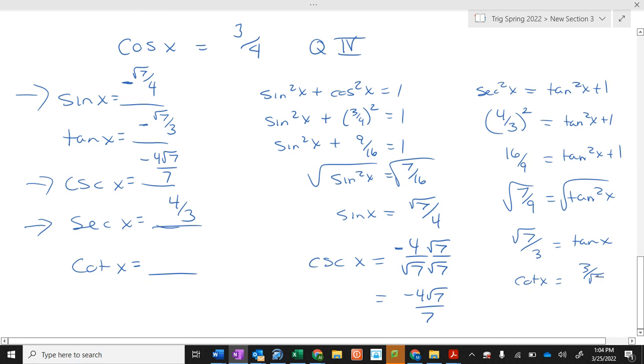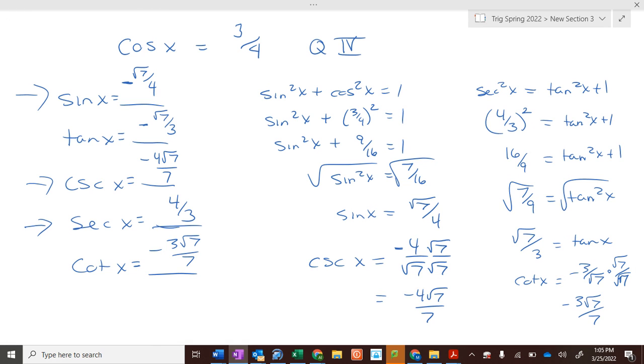So then what would the cotangent be? 3 over square root of 7. Can we leave square root of 7 on the bottom? No. So it's negative 3 square root of 7 over 7. That's all my trig functions using Pythagorean identities. If you'd use a triangle, you get the same exact answers. But let's not use a triangle because I want to see you using Pythagorean identities.